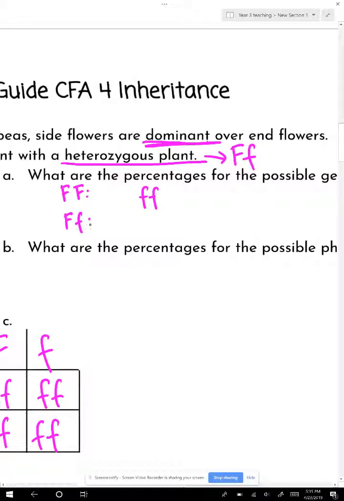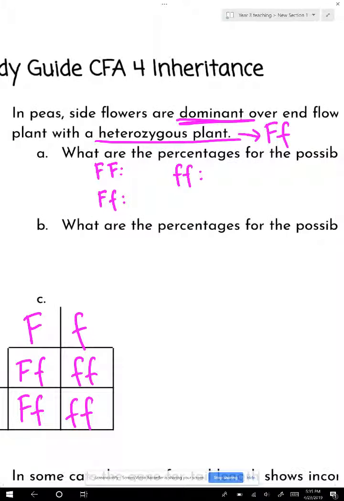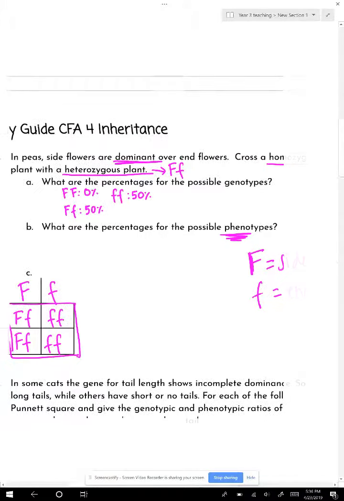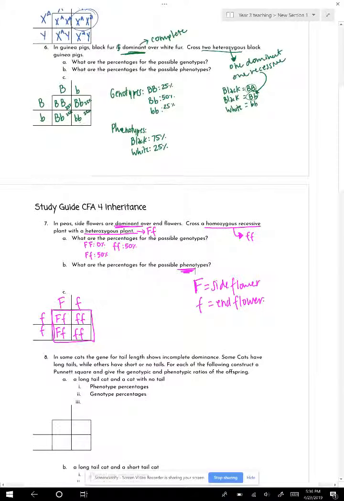So now I'm going to write my percentages of each. So I look on my Punnett square. I'm looking again at all of the possible offspring, and I don't have any capital F, so that's going to be 0. I have 2 capital F, little f's, which is going to be 50%, because again, each box is worth 25. And then I have little f, little f, which is 50%. And now I'm going to work on phenotypes. So for our phenotypes, remember that we said that capital F is a side flower and little f is an end flower, okay? So those are our percentages.